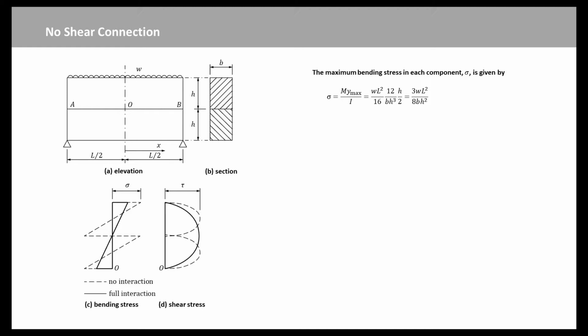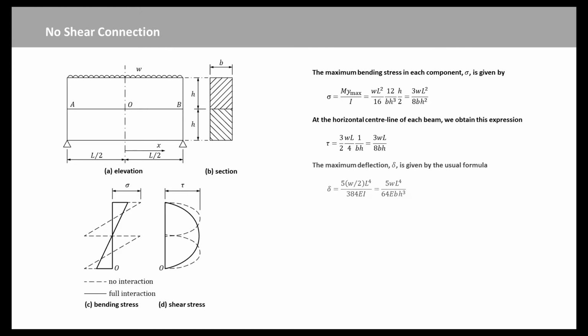The maximum longitudinal and vertical shear stress tau occurs near a support. The two parabolic distributions given by simple elastic theory are shown in Figure D, and at the horizontal center line of each beam as shown in this equation. The maximum deflection delta is given by the usual formula as expressed here.